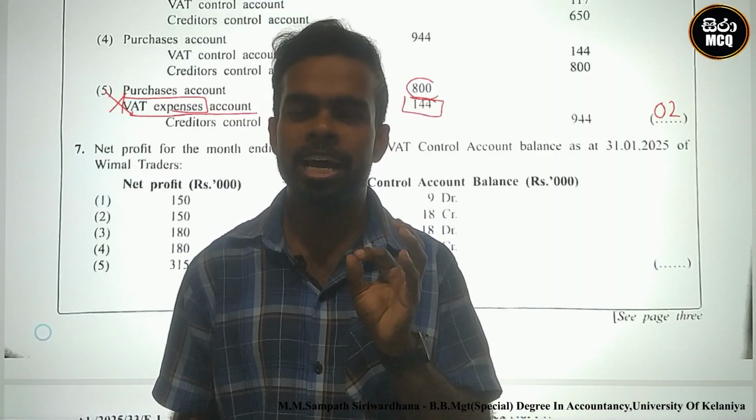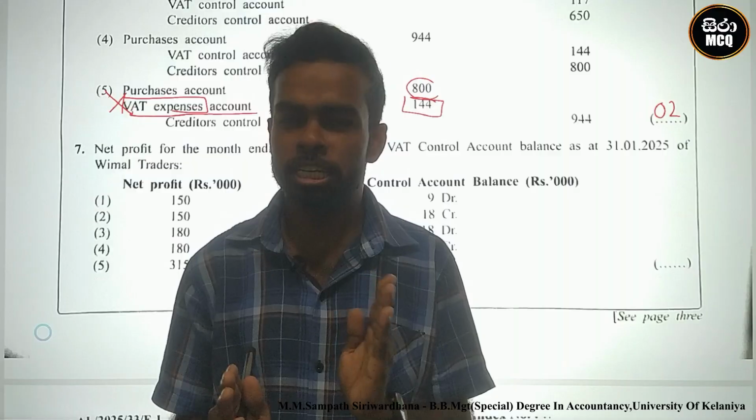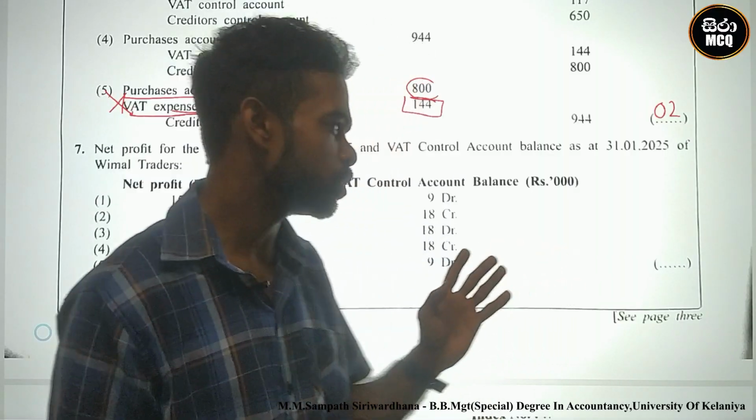Today we discuss the Advanced Level A-level Accounting paper, 2025 English medium paper, question number 7. Let's go to the question.